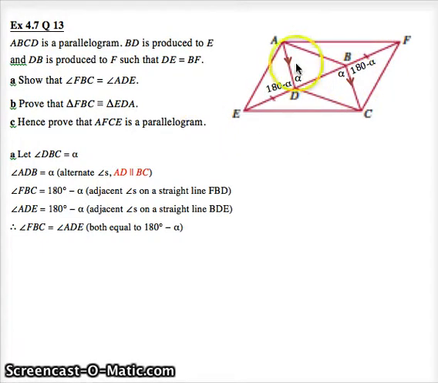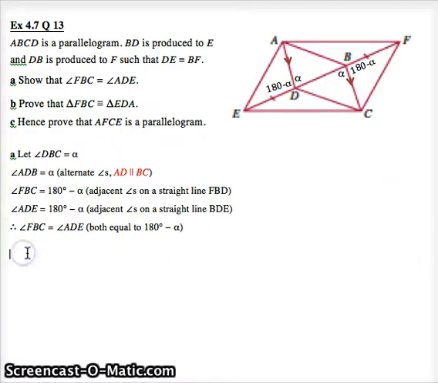Now, in part B we have to prove that triangle FBC is congruent to triangle EDA. Already we can see that we've got equal angles here. The 180 minus alphas are equal. We can see that DE equals BF, and we have a parallelogram here, so we can say that length AD equals length BC. So we're going to write that all down now.